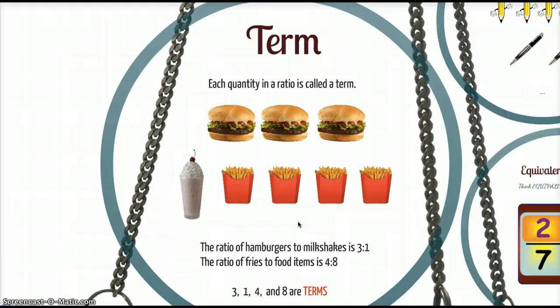A term is each quantity in a ratio. The ratio here of hamburgers to milkshakes is 3 to 1. There are 3 hamburgers for every 1 milkshake. The ratio of fries to total food items is 4 to 8. There are 4 packages of fries for 8 food items. 3, 1, 4, and 8 in this example are all terms.